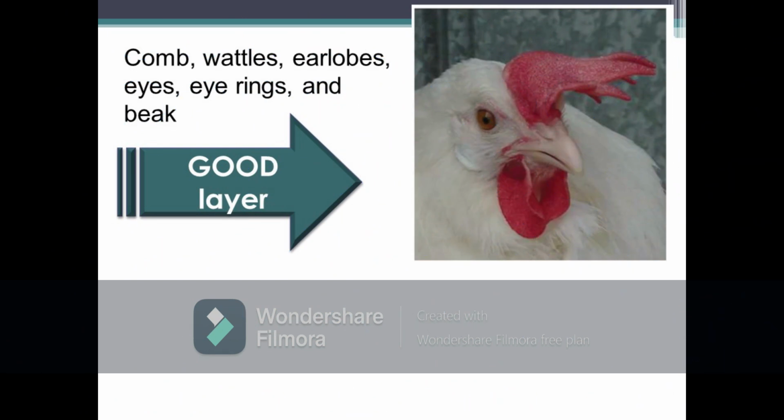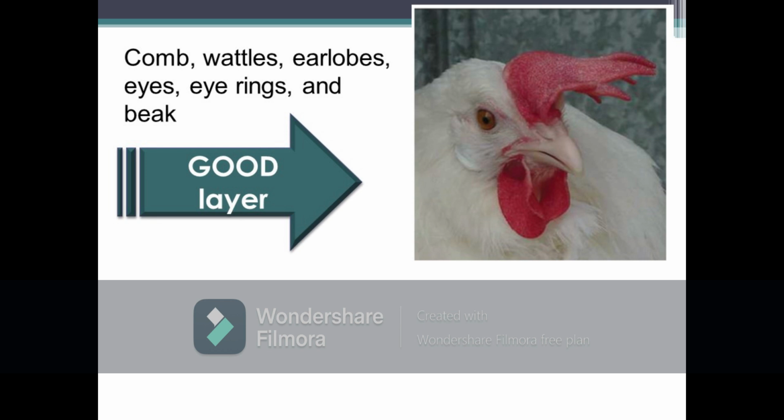This picture shows a good layer which is characterized by red comb and wattles and bright eyes, which indicate health and vitality. Earlobe, beak, and eye ring are also bleached. Next to vent, bleaching is observed in the eye ring at about 7 to 10 days, in earlobes at 2 to 3 weeks, and in beak at 4 to 8 weeks from the start of lay.